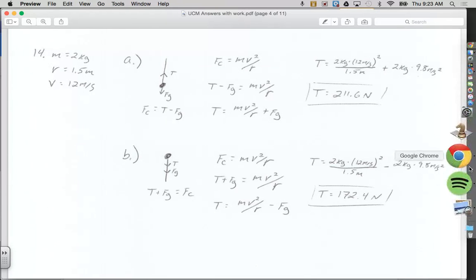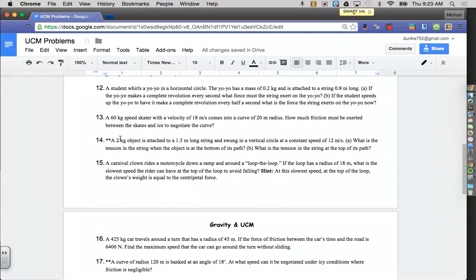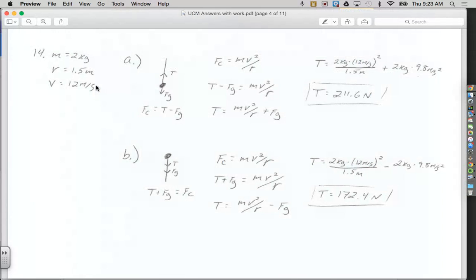Now we're going to take a look at number 14. A 2 kilogram object is attached to a 1.5 meter long string and swung in a vertical circle. That's got a constant speed of 12 meters per second. What is the tension of the string when the object is at the bottom of the path? And what is the tension when the string is at the top of its path? This is one that, again, I really recommend drawing pictures for.